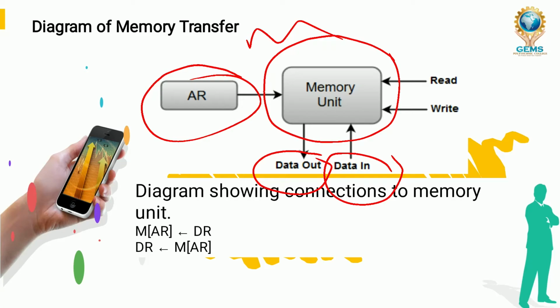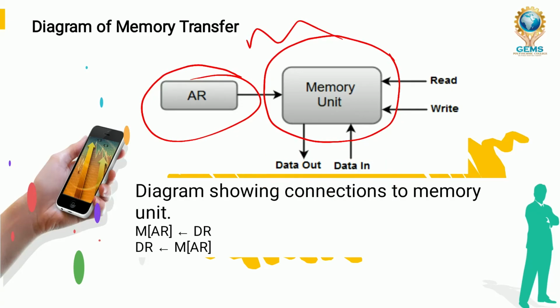What kind of information will go out and what kind of information will come inside depends on the address register. The address register will decide where the data has to go and which data has to come. The address register tells the location of data in a memory.